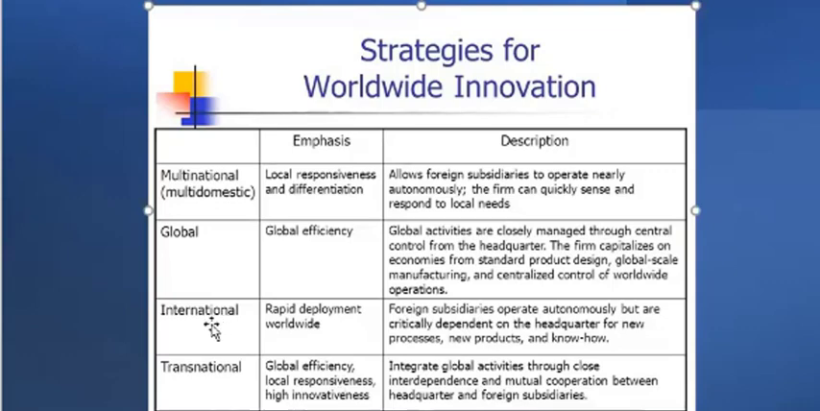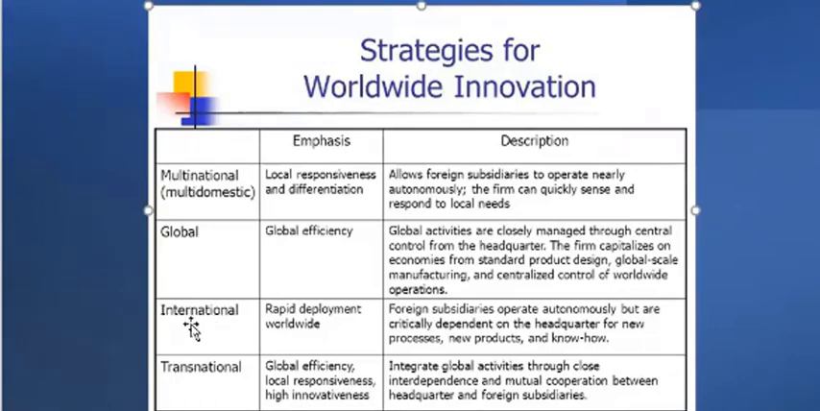With international, we don't want to bother ourselves with all this having subsidiaries and things like that. We just want to have an exporting strategy. So you see how it says foreign subsidiaries operate autonomously, but are critically dependent on the headquarters for new processes, new products, and know-how. This is how to explain this best. They have an exporting strategy.